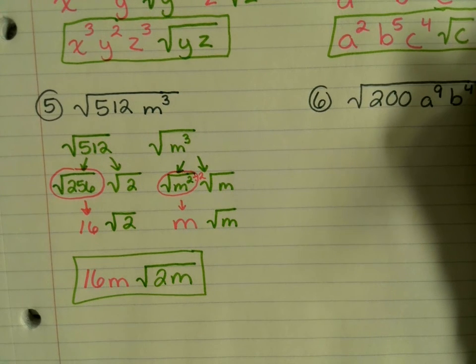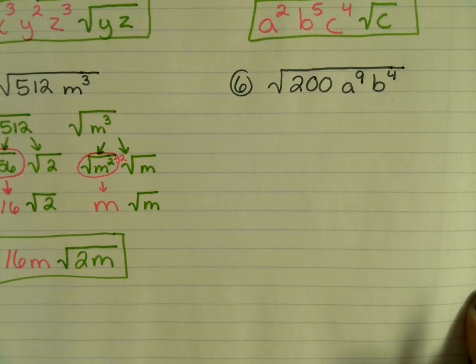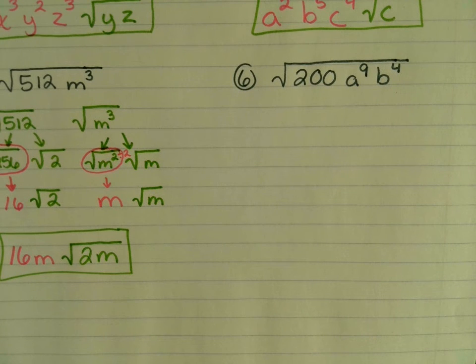All right, go ahead and do problem 6 on your own. Square root of 200, a to the 9th, b to the 4th.